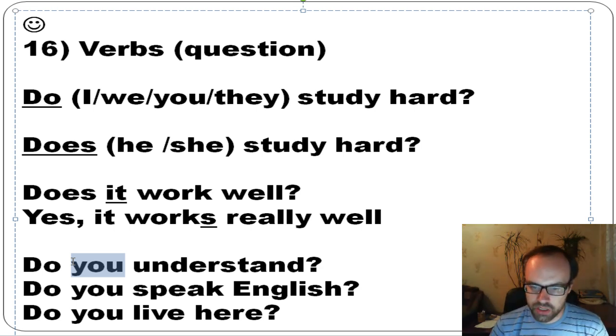Do you speak English? Do you live here? Yeah, do you. We say do you plus verb. So do you understand? Do you plus verb. Do you speak English? Do you plus verb. Yeah? Do you live here?